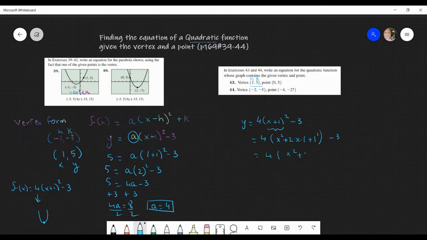So x squared plus 2x plus 1. And you distribute the 4. You can rearrange and have a nice standard form. So this is 4x squared plus 8x plus 1. And this would be our standard form.